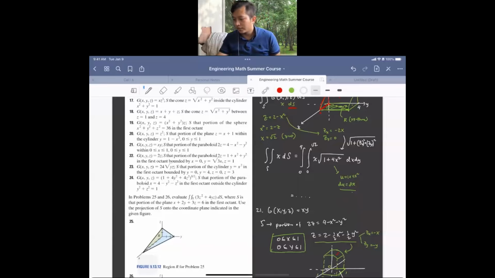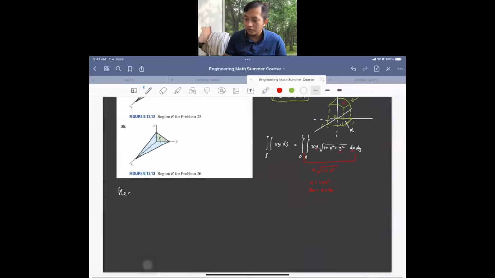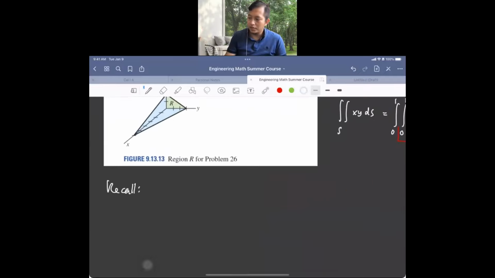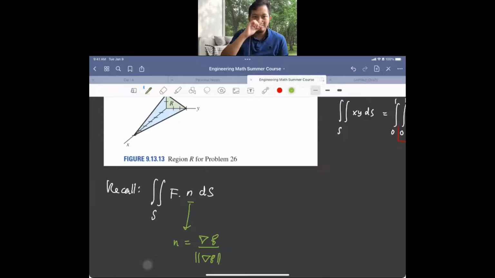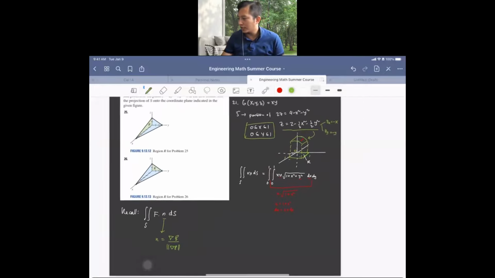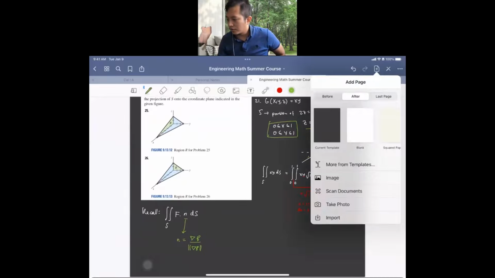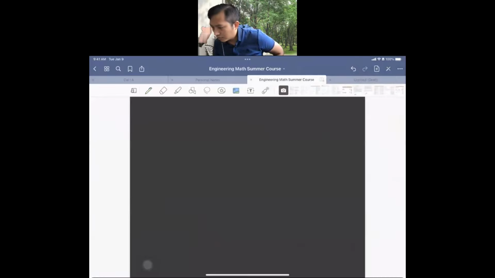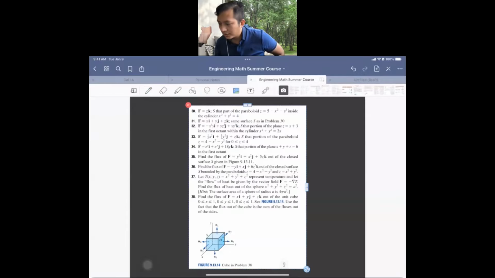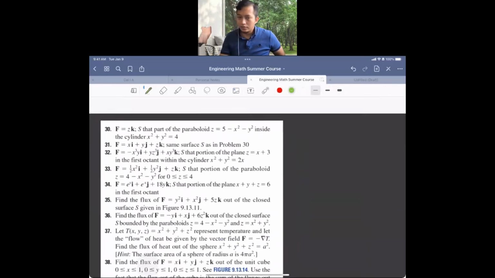Okay, aside from this, we might also have the flux. Recall the flux is basically the double integral of f dot n dS. And n is obtained from del g divided by its magnitude. The flux is on the next page. Oh no, this is the flux. Okay.